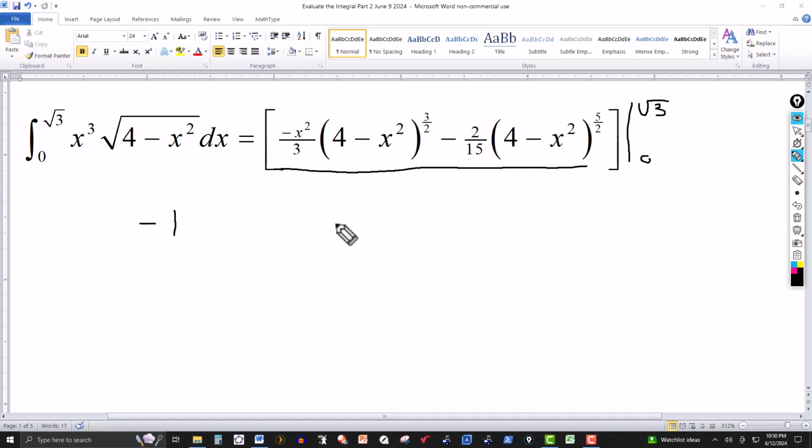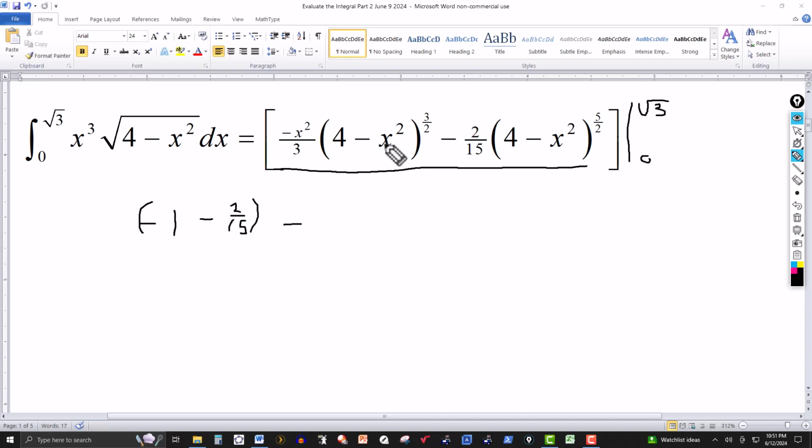And then in the next one, we have a minus 2/15. And we evaluate that at radical 3. So radical 3 squared is 3. And 4 minus 3 is 1. And 1 to the 5/2 power, any power, is 1. So here all I have is 1 times a negative 2/15. So that gives me negative 2 over 15. So I'll put that in parentheses here.